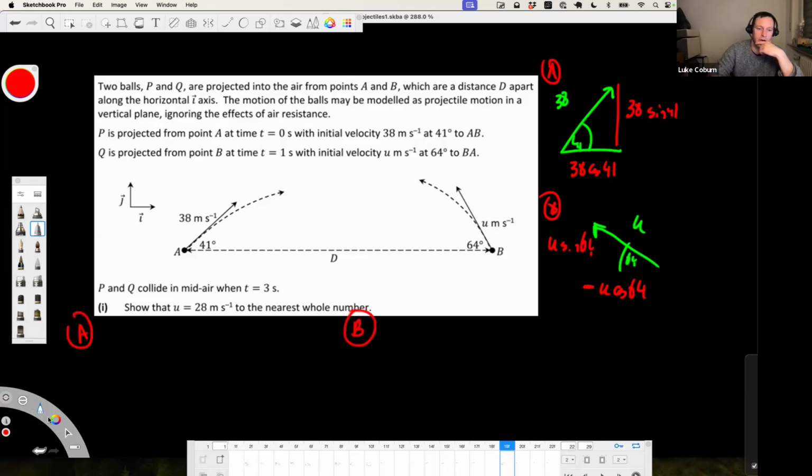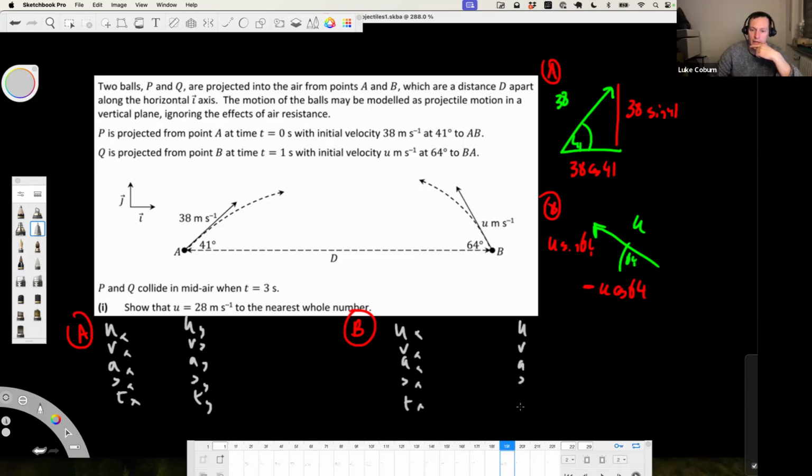I'm going to have a B here. I'm going to do my U, V, A, S, and T off of the X, my U, V, A, S, and T off of the Y, and again for B, U, V, A, S, and T off of the X, and U, V, A, S, and T off of the Y. Fill in what I know. Okay, so this is 38 cos 41. This is 38 sine 41.